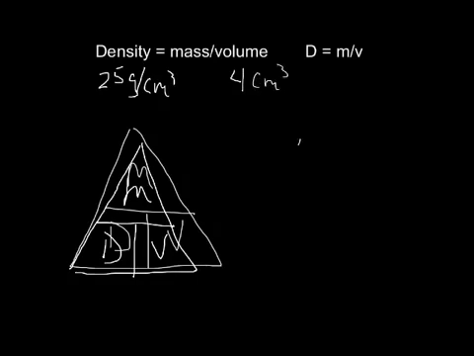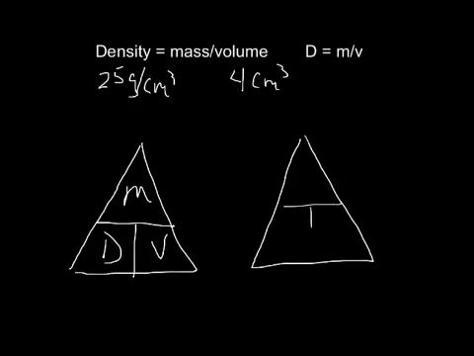So, again, we simply plug our information that we have into our triangle. We have a density of 25. We have a volume of 4. So we multiply 4 times 25, and that would give us a mass of 100 grams. It's a very simple way to solve any of the equations that you will have to use this year.